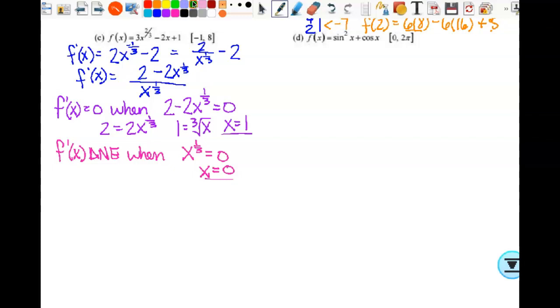All right, so then x and f of x. What's my first candidate? -1, good. Then what's my next one? 0, then 1, then 8. So I have 4 candidates. So go ahead and find those 4 values.